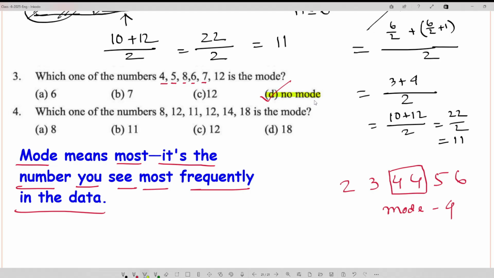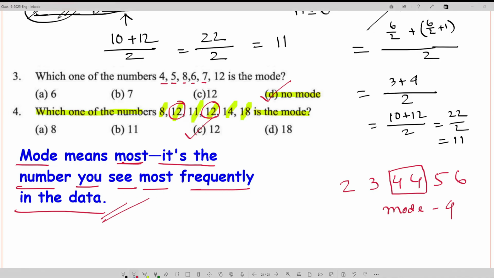Here there is no mode. Now the next one. Which of the numbers 8, 12, 11, 12, 14, 18 is the mode? Look, first we have to find out whether any number is repeated or not. Here 12 comes 2 times, but the other numbers come 1 time, therefore our answer is C, which is 12. So again, mode means most. It's the number you see most frequently in the data.